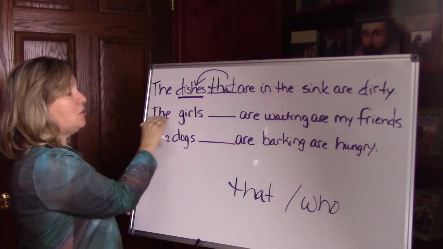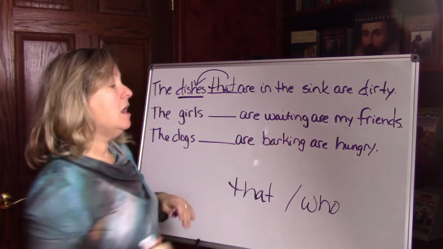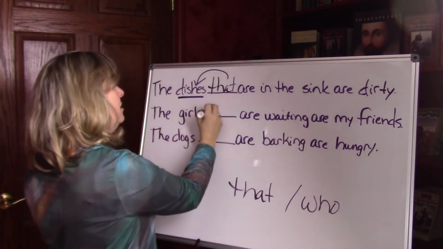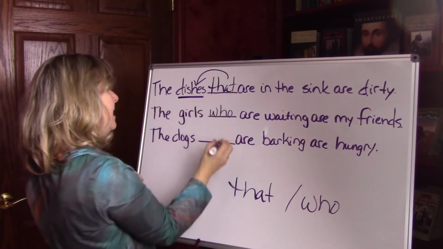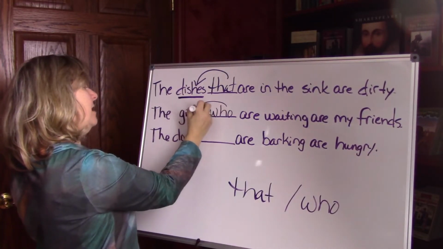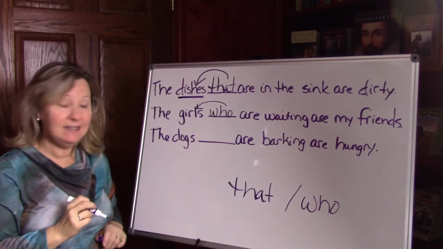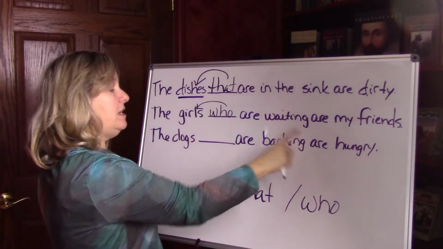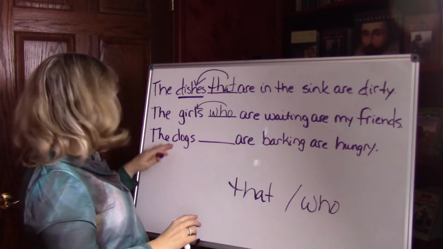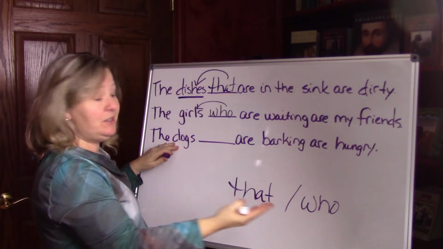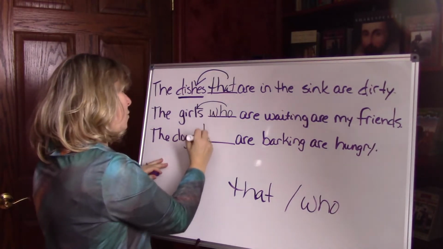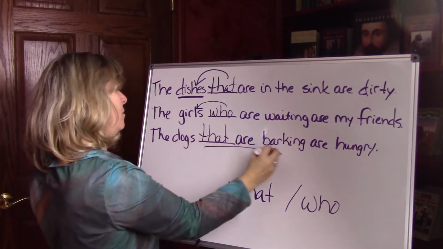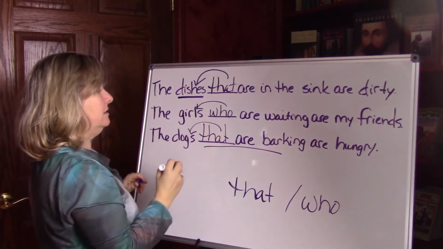Let's try this one. The girls who are waiting are my friends. Well, girls are people, so we're going to use who. And again, this is relative back to the noun earlier in the sentence. The last one, the dogs that are barking are hungry. Okay? The dogs, well, it's not a person, so we're not going to say who. We'll use that. And again, that are barking refers back to the dogs.